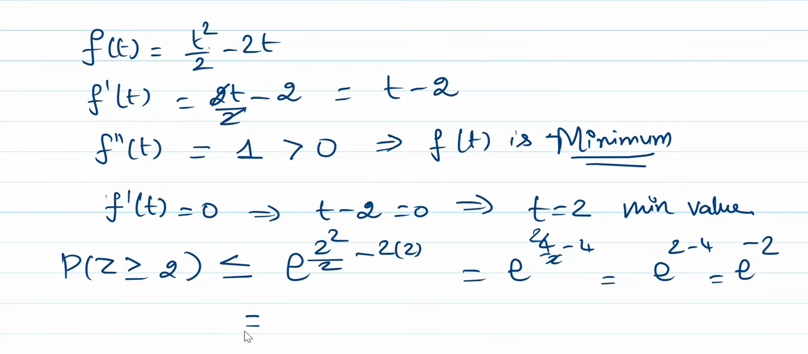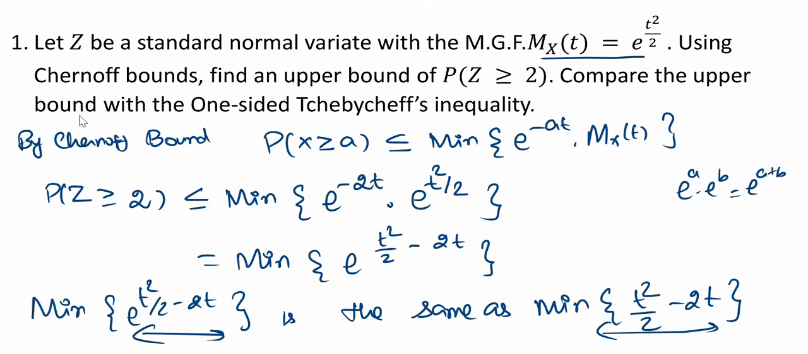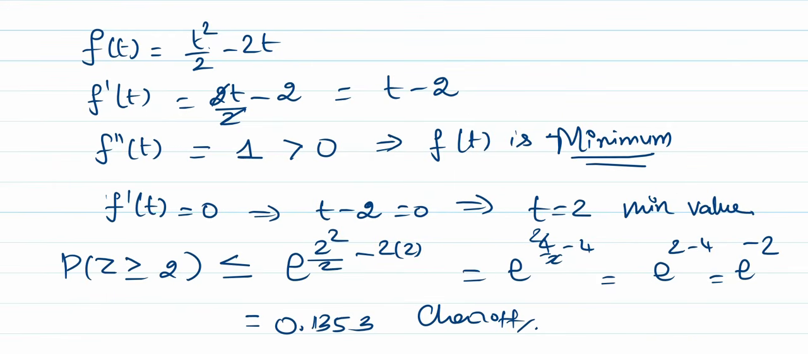Using your calculators, we can get the value of e power minus 2 as 0.1353. So using our Chernoff bound, we have found that probability of z greater than or equal to 2 has to be less than or equal to 0.1353. So we are done with the first part. We have been asked to verify the same or compare with the one-sided Chebyshev's inequality. So let us move to the second part.